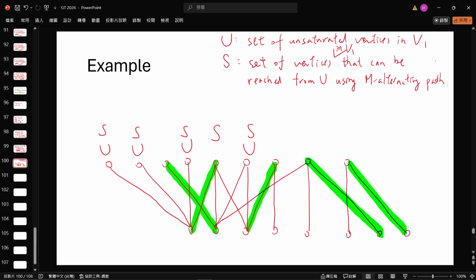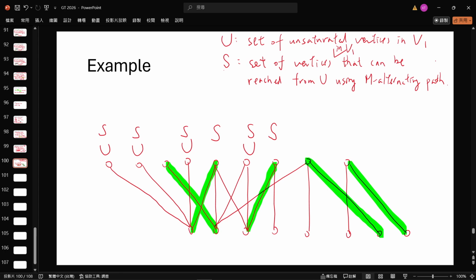And after I reach this vertex, I can use this edge to reach this one, and then I can reach this one. So this is also in S. This is just for the purpose of explaining the definition of S. Later in the algorithm, we will construct this S in a systematic way.